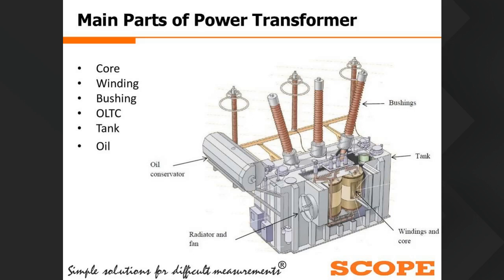Basically, there are 3 types of oil used in the transformer: mineral oil, silicon oil, and ester oil. About 90% of transformers use mineral oil. In mineral oil there are 2 types, naphtha based and paraffin based. Out of that, naphtha based is normally preferred in the transformer for cooling and insulation purposes.